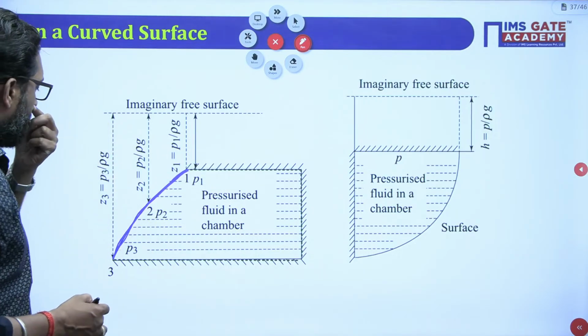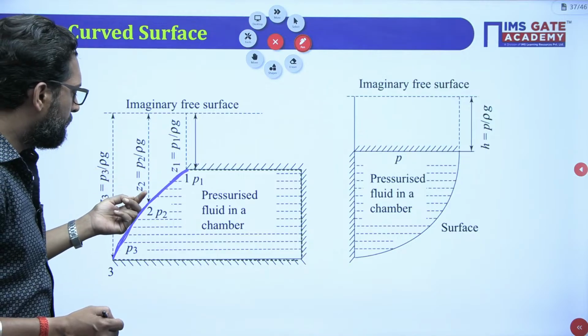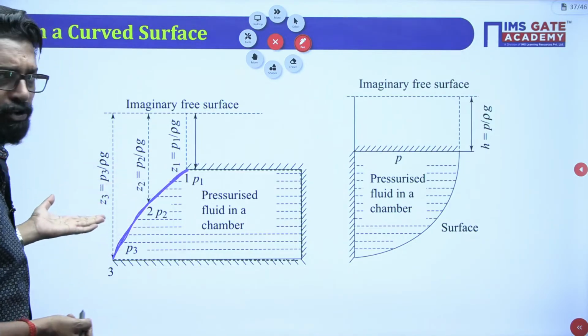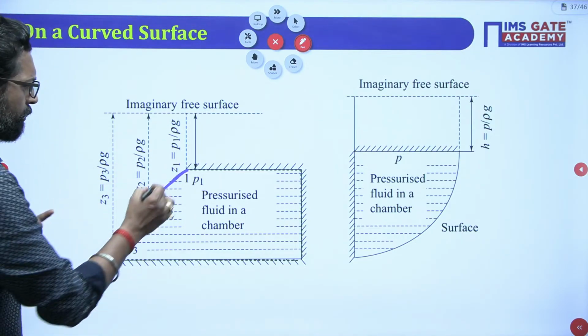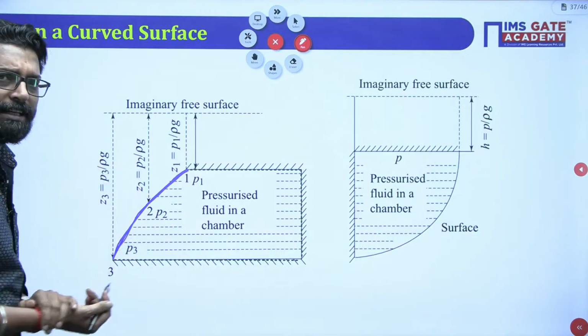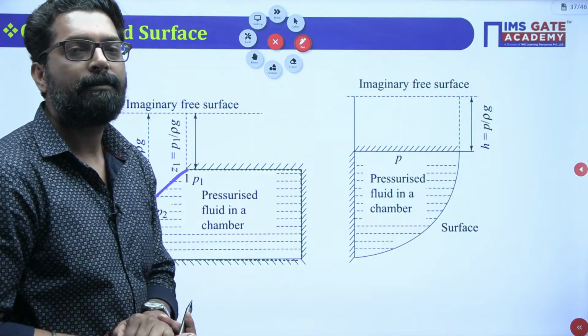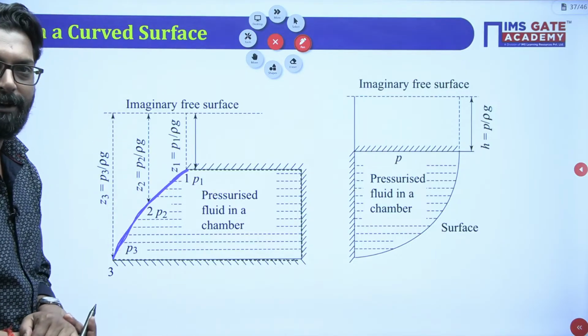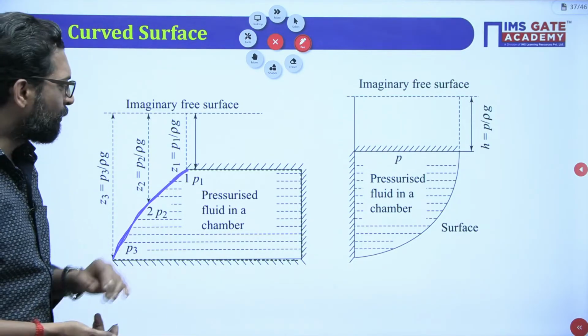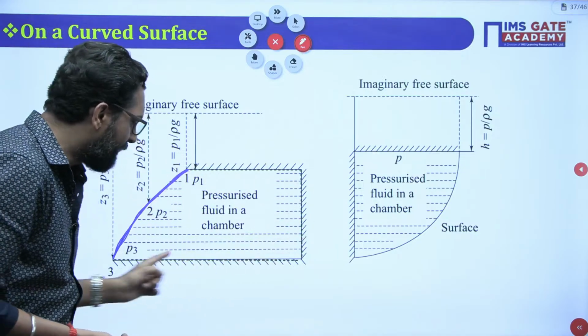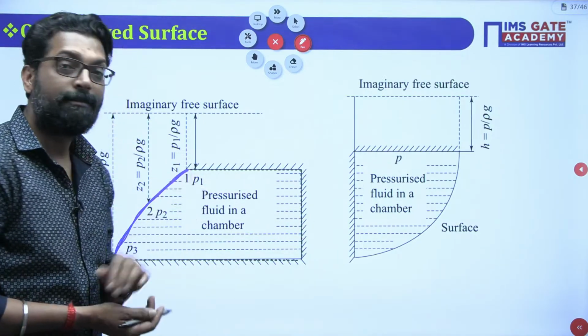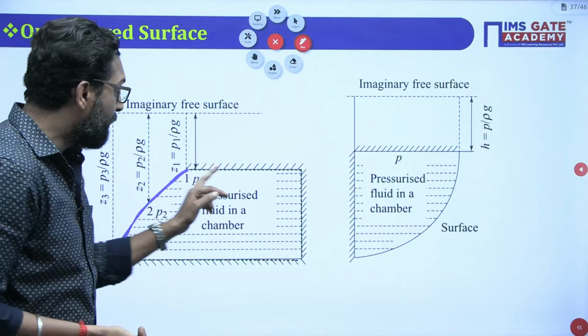Now, if we calculate the force, the horizontal force is okay. For the horizontal force, you take the projection and calculate it, no problem. But how do you calculate the vertical force? Why? Because there is no free surface. It is pressurized. It has no free surface.